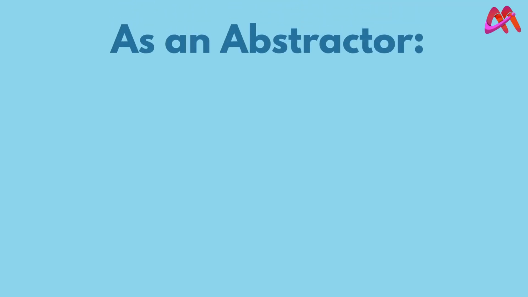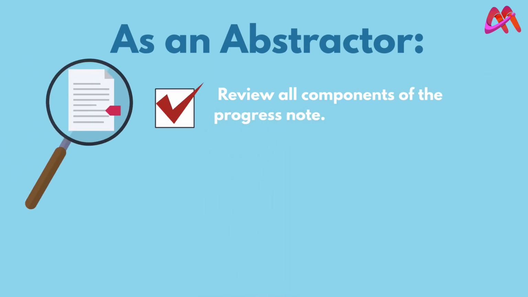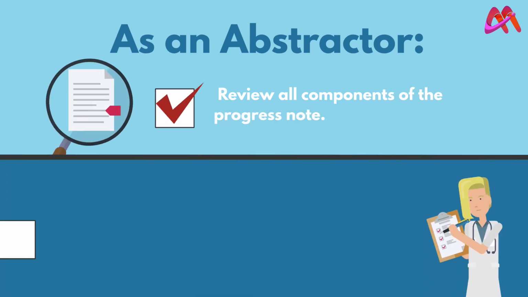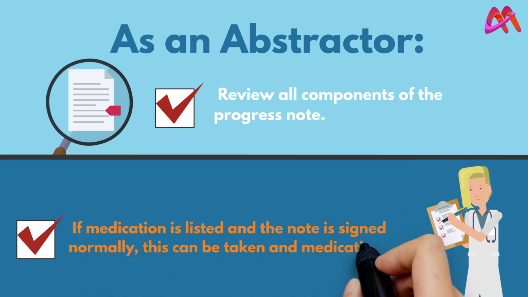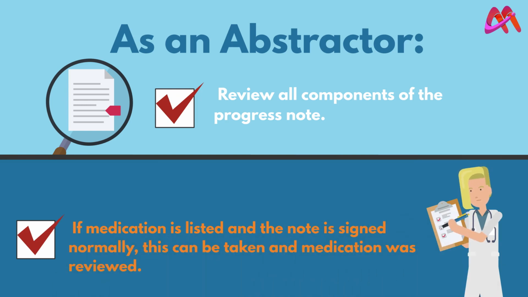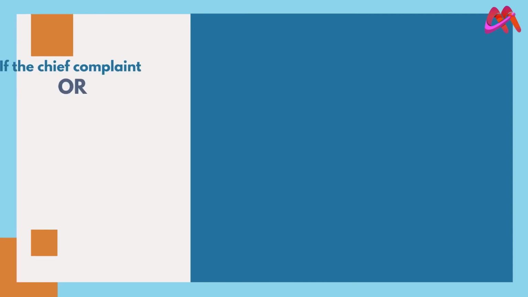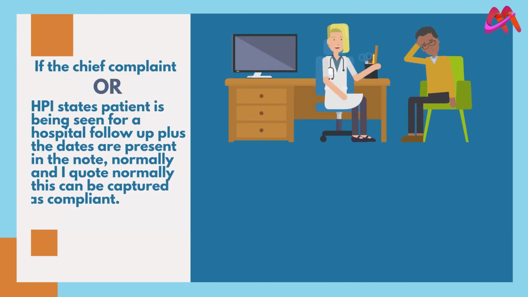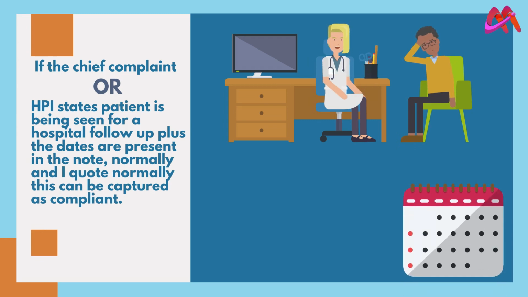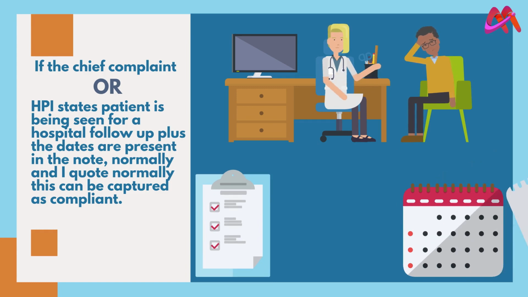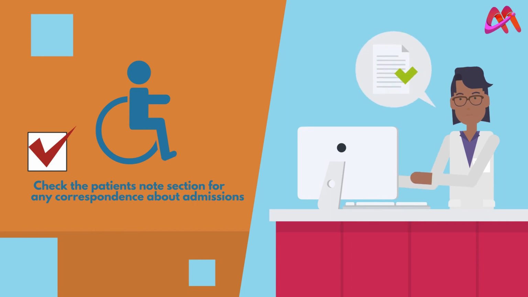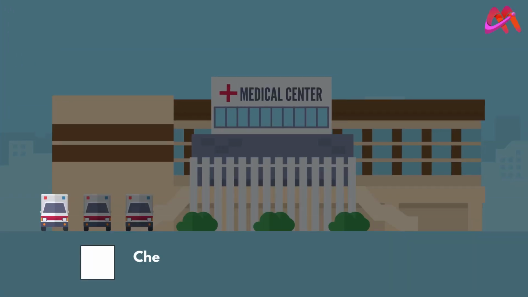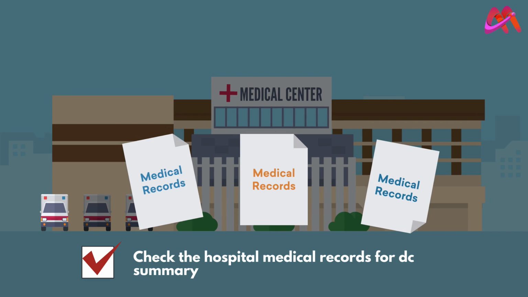As an abstractor, review all components of the progress note. If medication is listed and the note is signed, normally this can be taken as medication was reviewed. If the chief complaint or HPI states the patient is being seen for a hospital follow-up plus the dates are present in the note, normally, and I quote normally, this can be captured as compliant. Check the patient's note section for any correspondence about admissions. Check the hospital medical records for this summary.